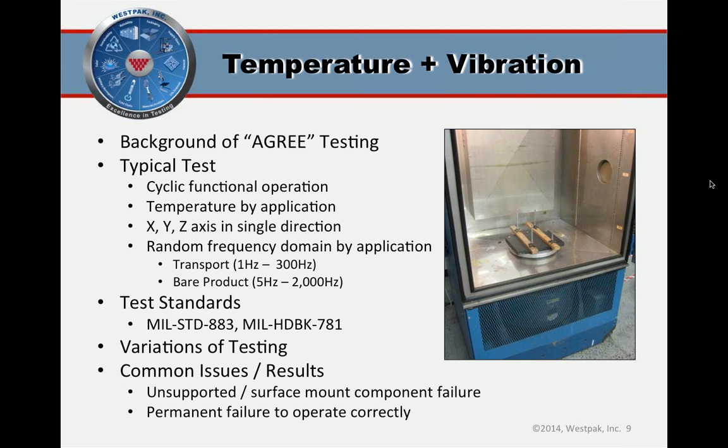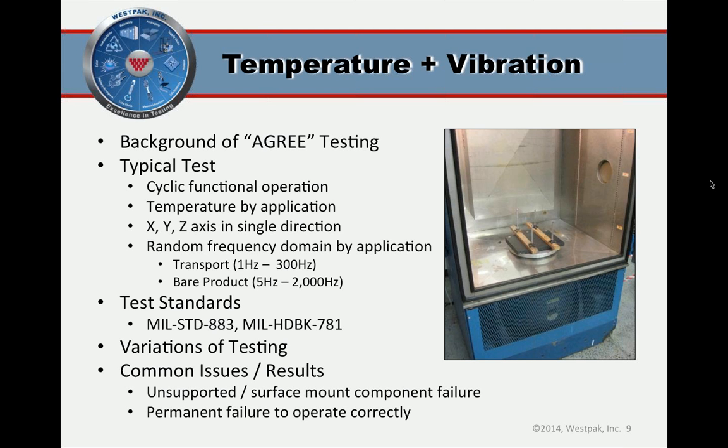The vibration itself is usually done in a single axis, just for the sake of convenience. They're simpler to test that way. And depending on the application, that might be where the primary excitation energy exists. It is possible to test 3 axes simultaneously, although that's a much more complicated and expensive thing to do. The vibration input itself is random vibration, so you're simulating multiple frequency inputs at the same time.